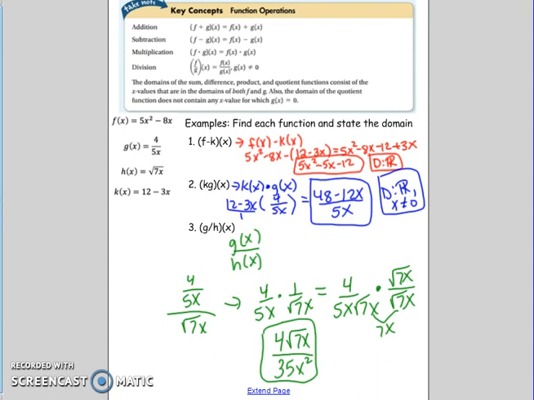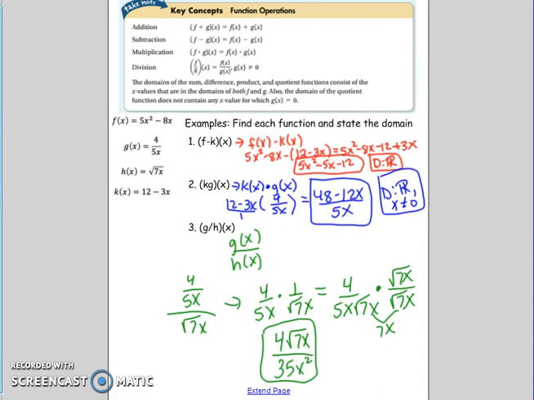And then for our domain here, typically, overall, this is a rational function, right? So we would say that it would be all real numbers except x can't be equal to 0. However, we have a radical involved as well. We have radical 7x on the top. So we know that we can't have any values that's going to make the radical negative. So if we find the domain of radical 7x, we know that x would have to be greater than or equal to 0. Because x can be 0, because 0 times 7 will be 0, but nothing less than 0.